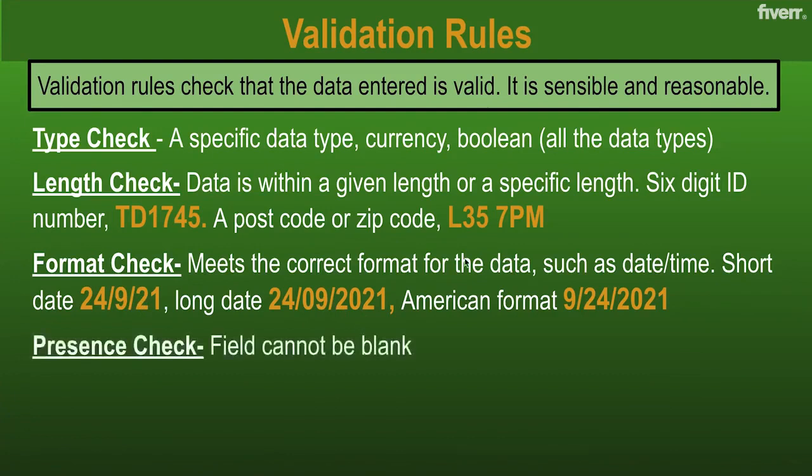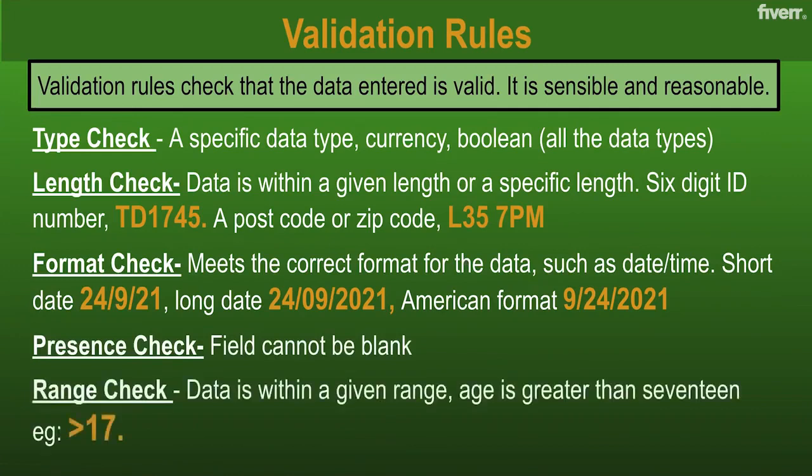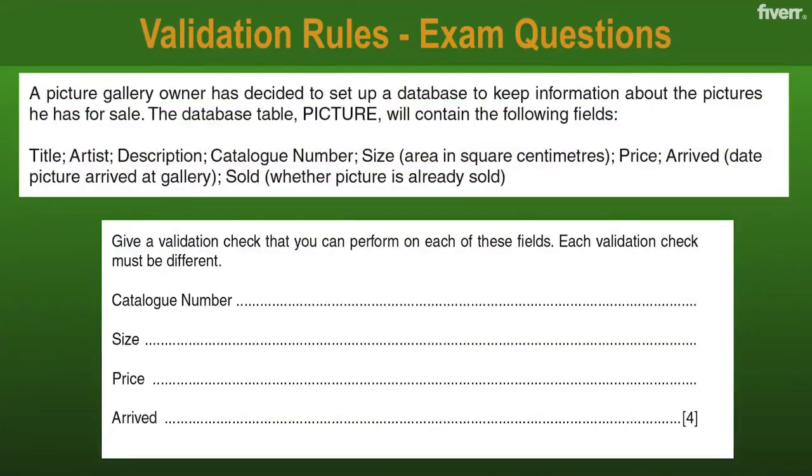Presence check just means the field cannot be blank. That's a great one to put on a primary key, by the way. Range check, you'll be used to this one. That is making sure that the data is within a specific range. By all means, pause it, soak this in. Let's go and see it in an exam question. I think that's going to help us out.